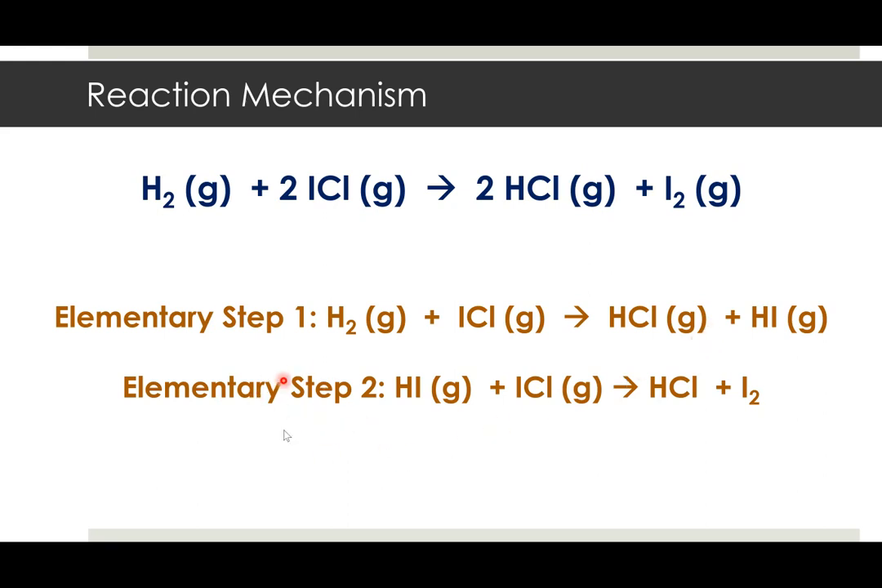And then a second elementary step, that hydroiodic acid, which is pretty unstable, reacts with another molecule of this ICl. And the result of that is another molecule of hydrochloric acid, and then we see that iodine spit out on the other side. So step one, step two, we get our overall reaction. So a couple of things to point out here. I've already said the words, but I want to make sure that I'm very clear about it. A couple of things that we want to point out here is first our intermediates. So this hydroiodic acid is an intermediate.